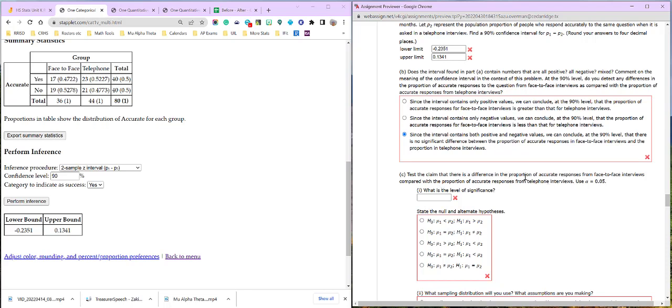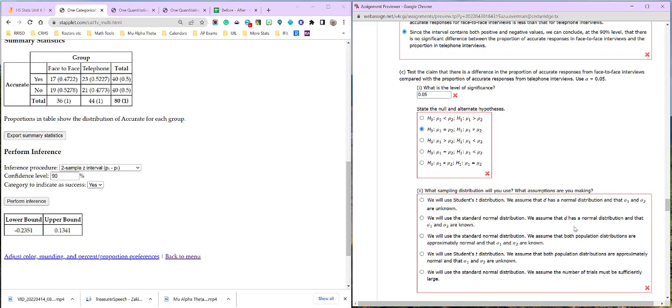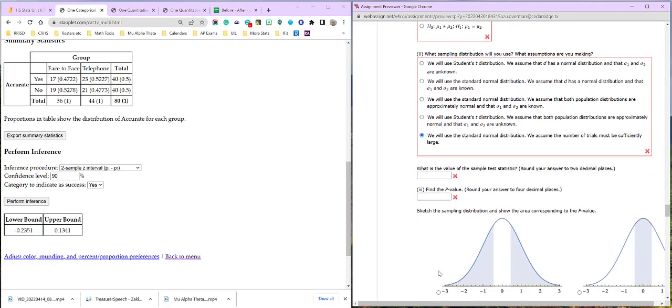Then they say, okay, let's do a hypothesis test, and we're just checking for a difference, not that one is higher than the other. So we're going to have 0.05. And we want equals for our null and not equals for our alternate. We're definitely using a normal distribution because this is proportions. And the number of trials is large. That's mainly the issue there. And let's go ahead and do the test.